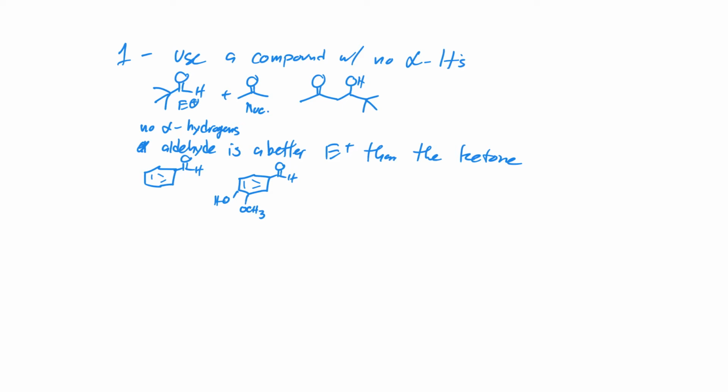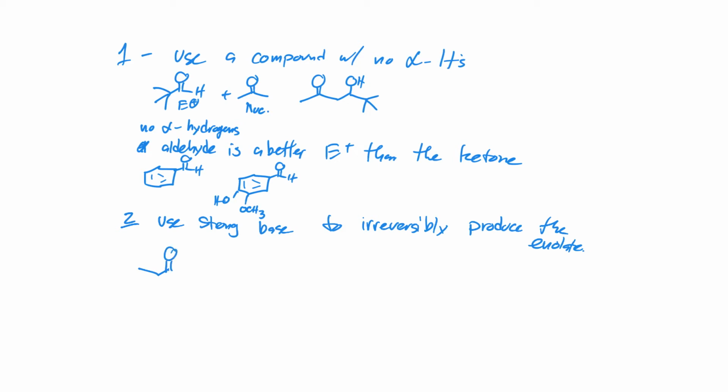Another option would be to use a strong base to irreversibly produce the enolate, then react it with the electrophile. So what if we did this? LDA, lithium diisopropylamide, remember that's the really strong base. It is an irreversible reaction.